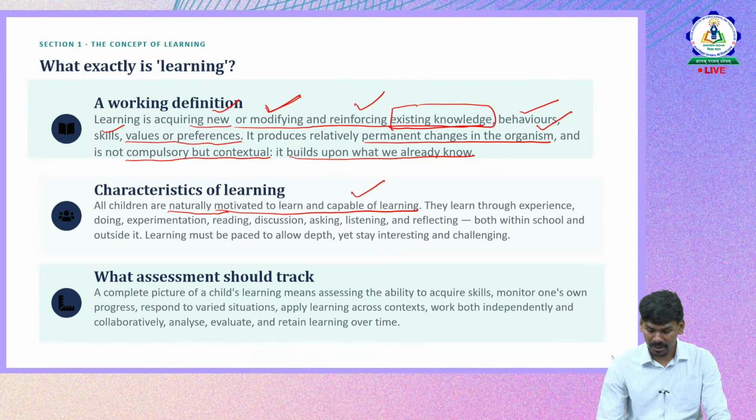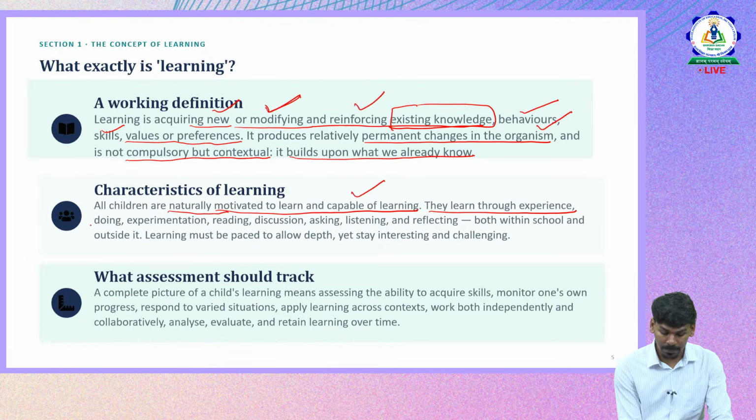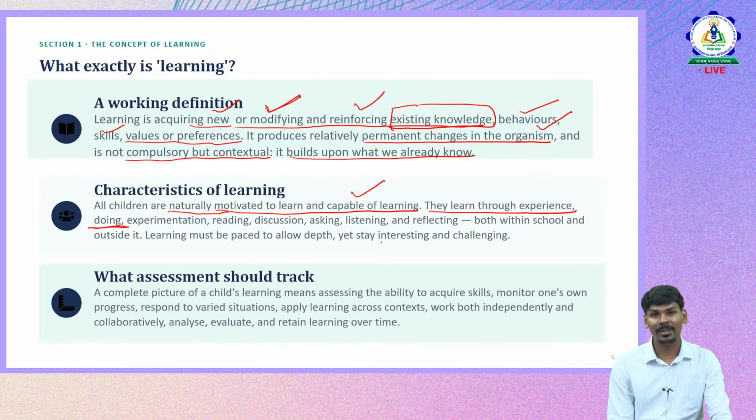Children are capable of learning. They learn through experience. Most of the learning that happens in individuals happens through experience. But experience is not the only way through which learning happens. Learning also happens by doing something, practicing something regularly, or experimentation.